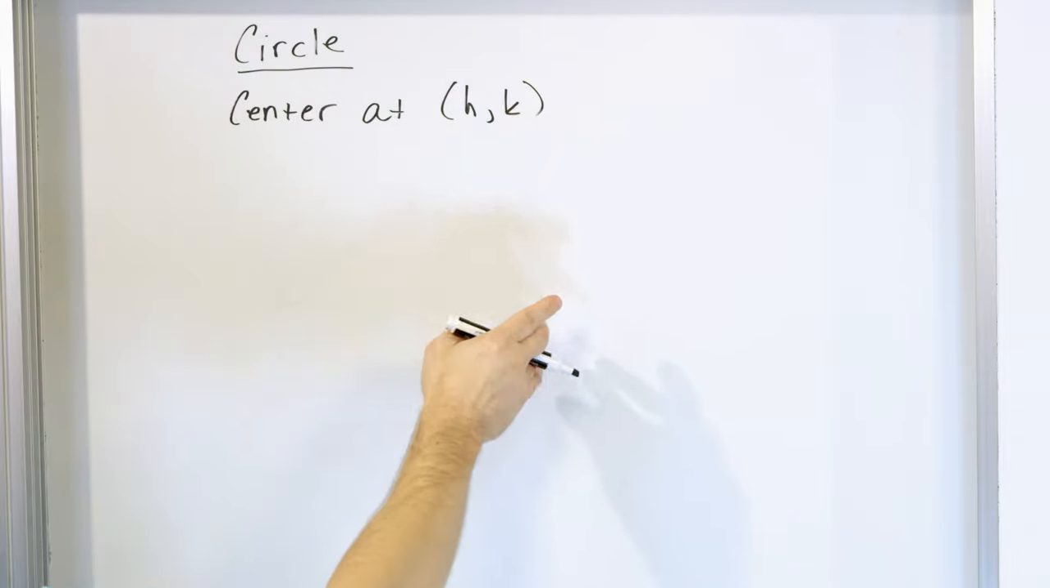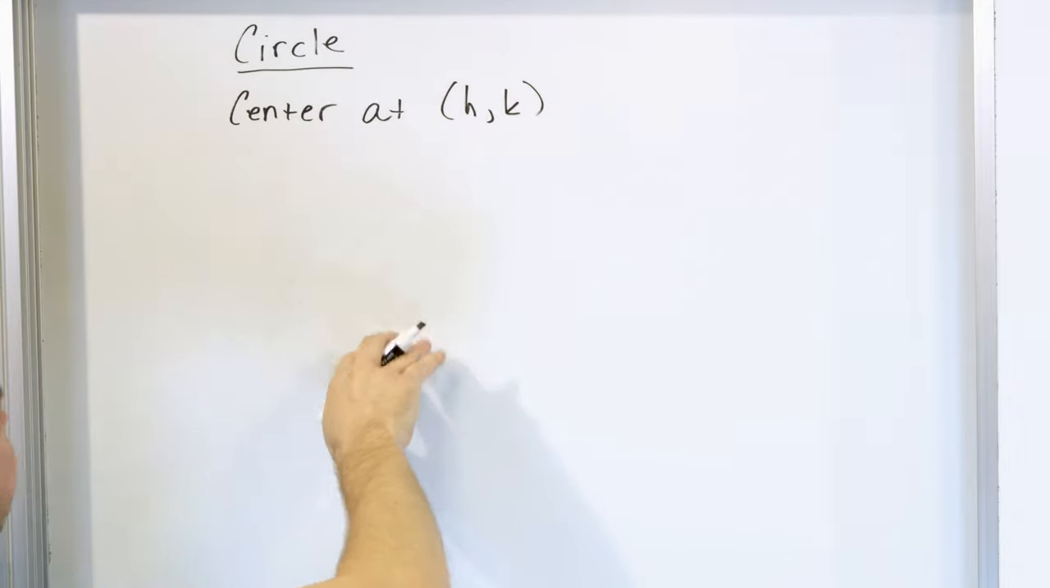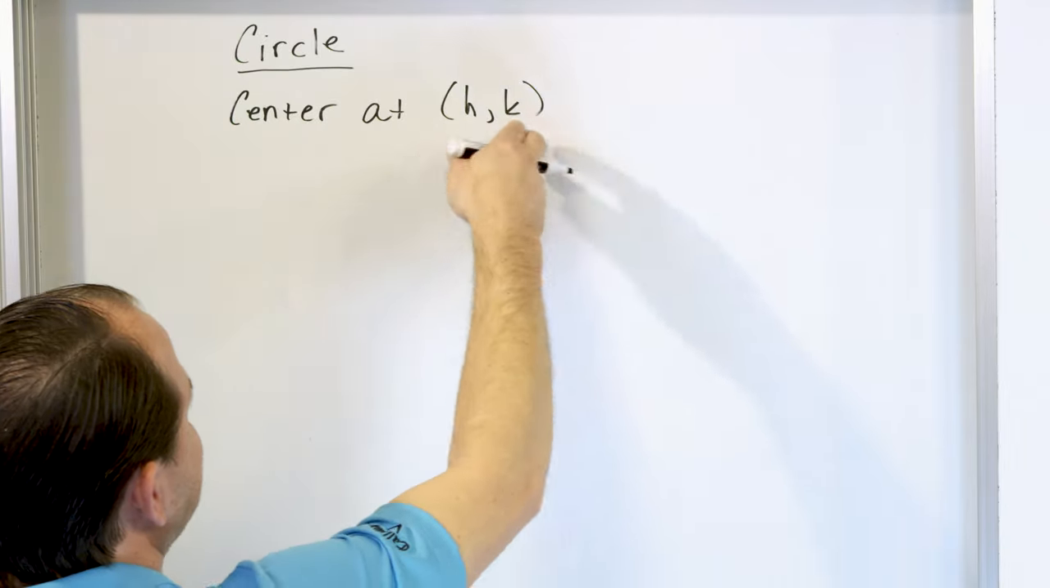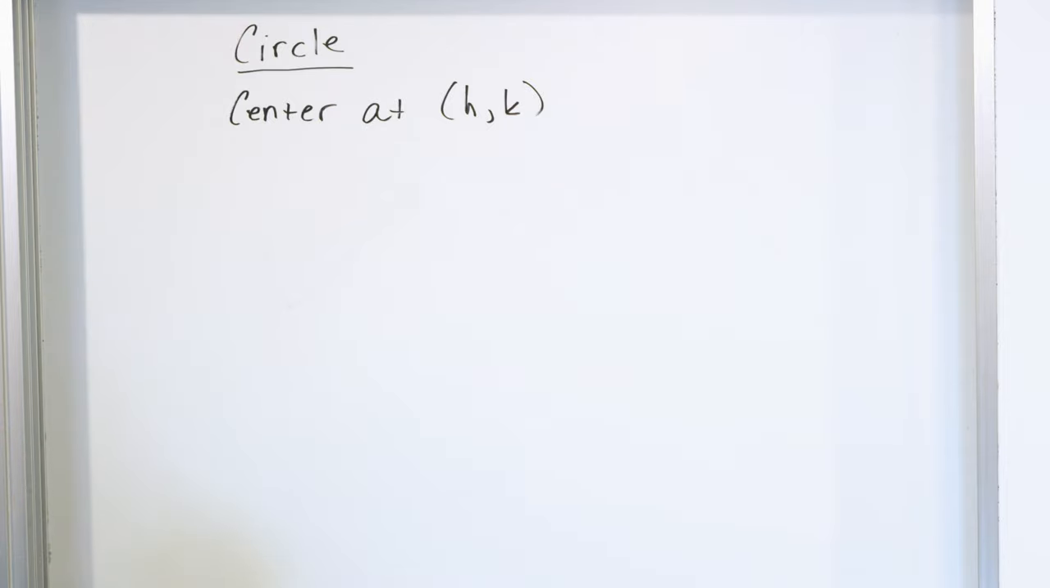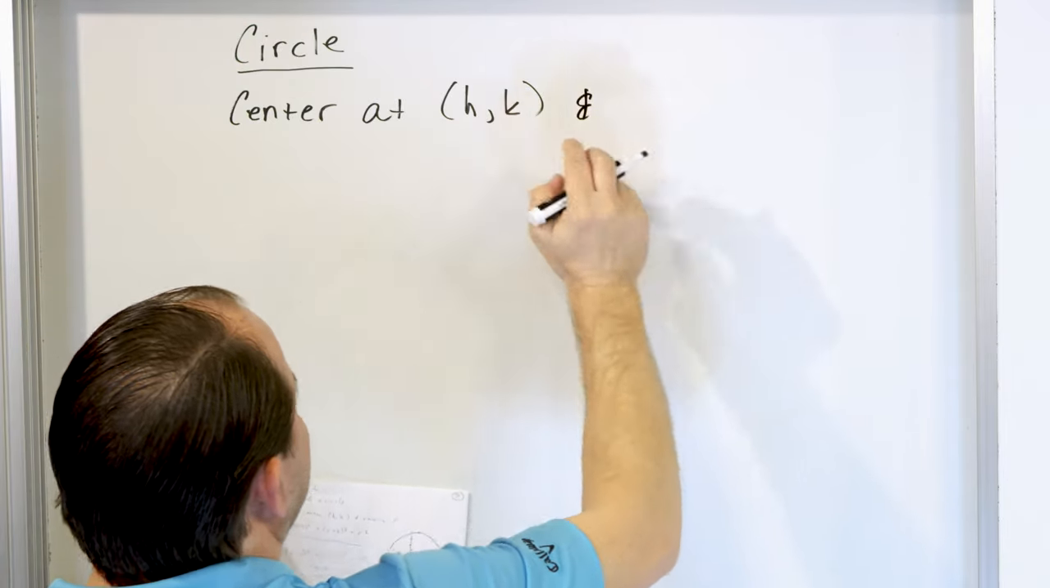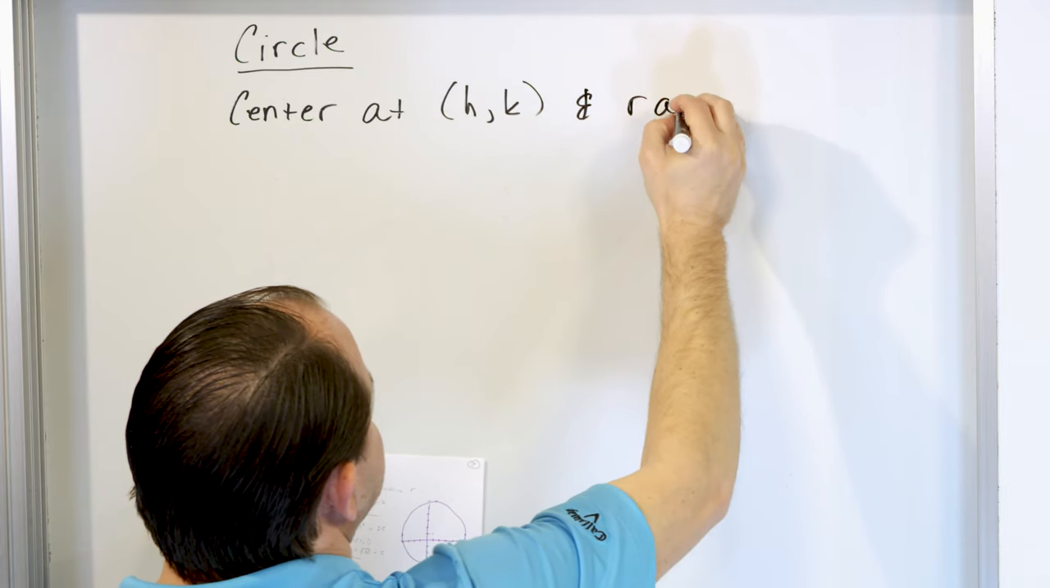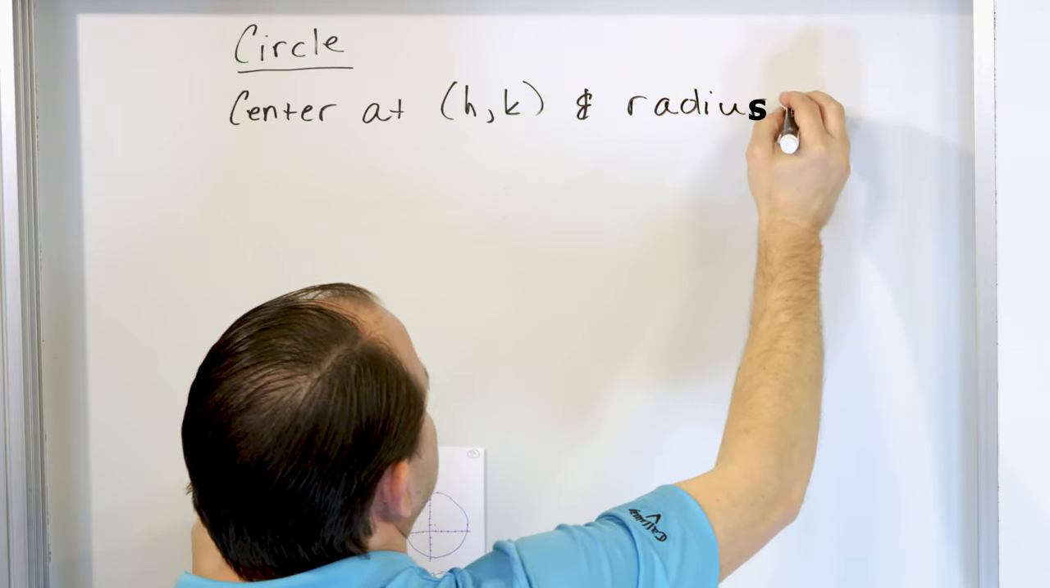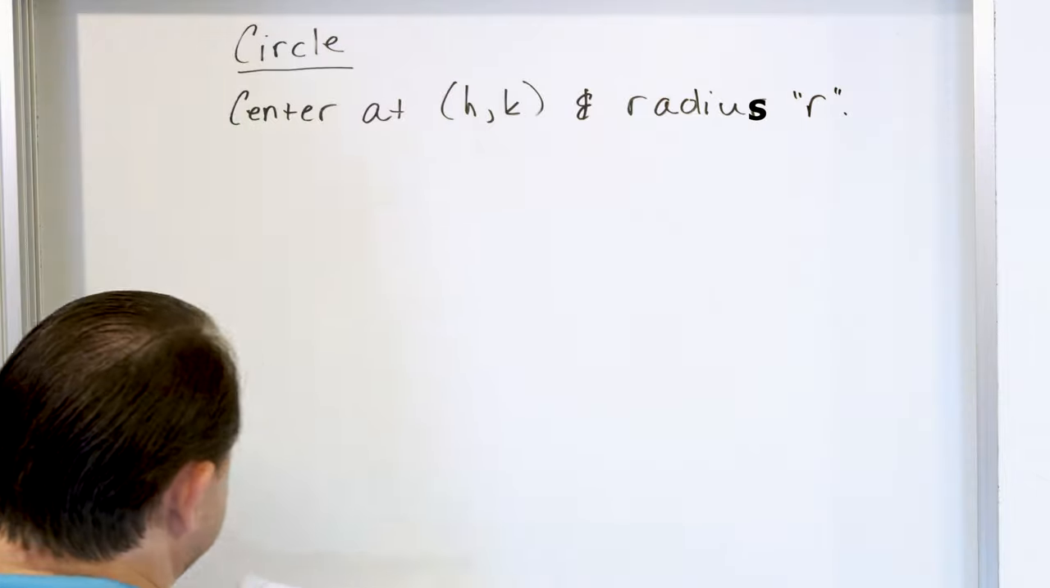The center of the circle can be 1, 2. The center of the circle can be -19, 7. The circle can be centered at 0, 0, or any other value you can come up with. So it has a center at H, K and a radius, which we denote by R, which is obvious because it's the radius, right?